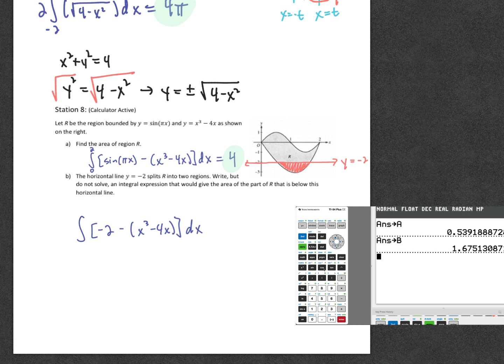Let's go back to the problem. So now our lower limit is 0.539, and our top limit is 1.675. You want to only round the final answer to the thousandths. The other intermediate values you should not round at all if you can help it. Okay, and that's the nice thing.